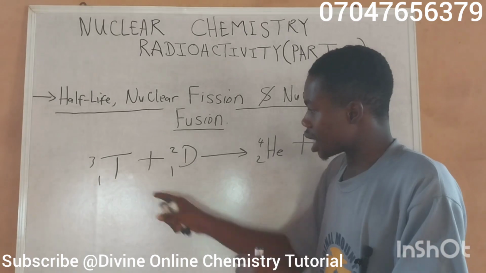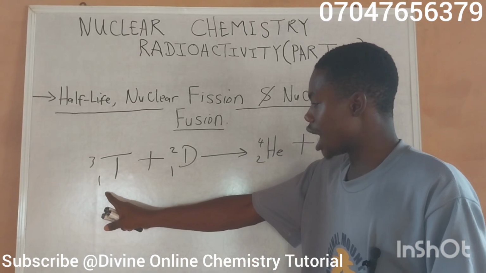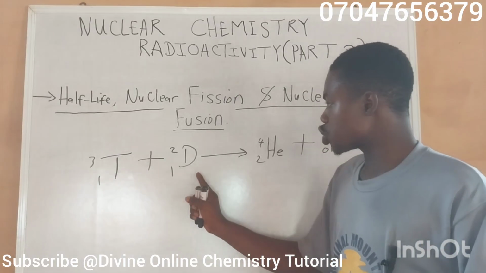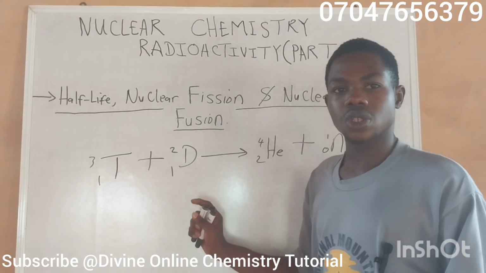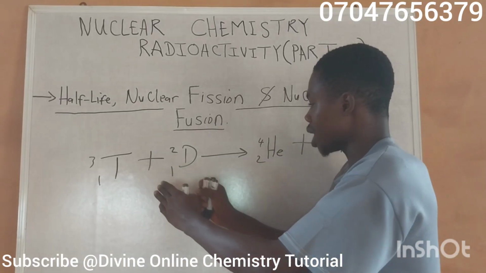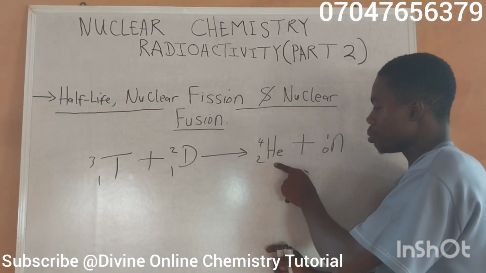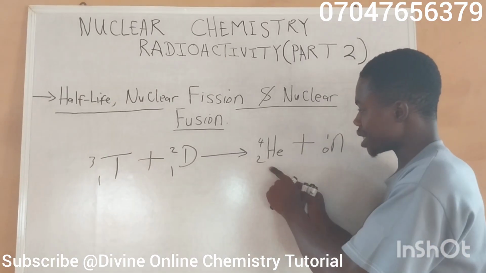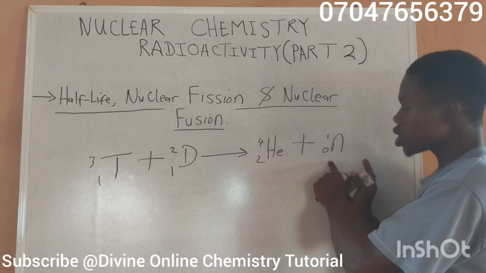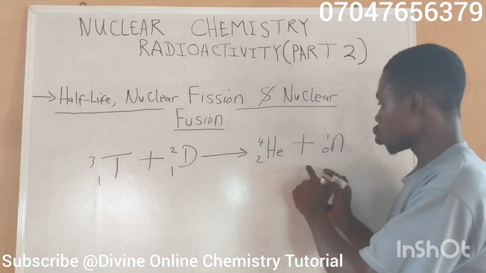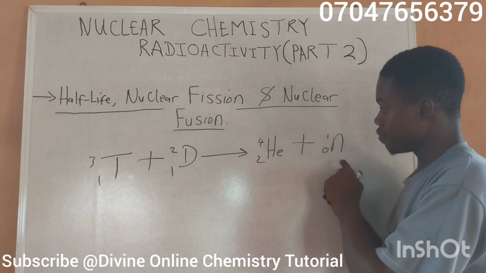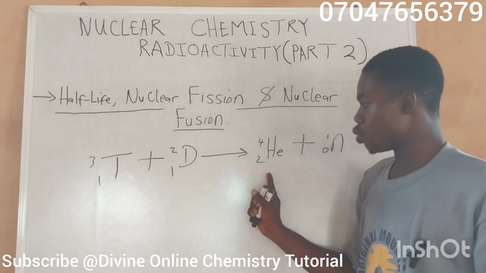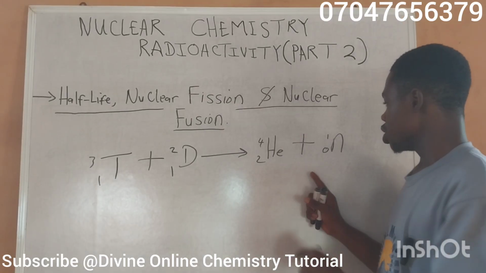Now, if you look at this very well, tritium is one of the isotopes of hydrogen, and tritium is radioactive. Now, what about deuterium? Deuterium is also an isotope of hydrogen. Now, when they combine together, they form a heavy nucleus, which is this helium nucleus. And you know that this helium nucleus is also referred to as alpha particle, which is a heavy nucleus, plus neutron. Are you seeing it now? Neutron must be evolved. So tritium and deuterium come together to form the heavy nucleus, which happens to be the alpha particle, which is the helium nucleus, together with neutron.